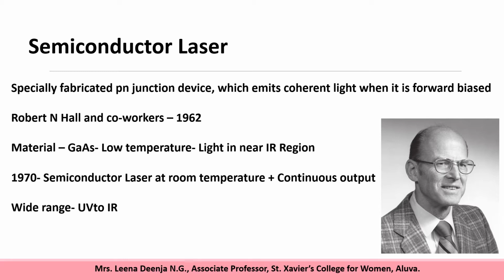Robert N. Hall and his co-workers made the first semiconductor laser in 1962. It is made from gallium arsenide, which operated at low temperatures and emitted light in the near infrared region. Semiconductor lasers working at room temperature and in continuous wave mode were produced by 1970. Now, PN junction lasers are made to emit light almost anywhere in the spectrum from UV to IR.